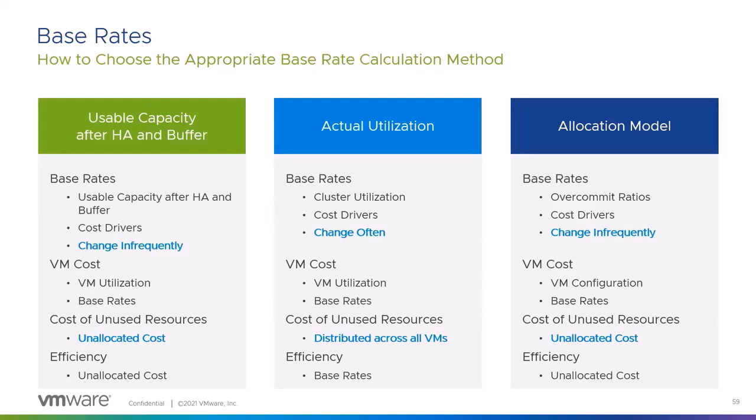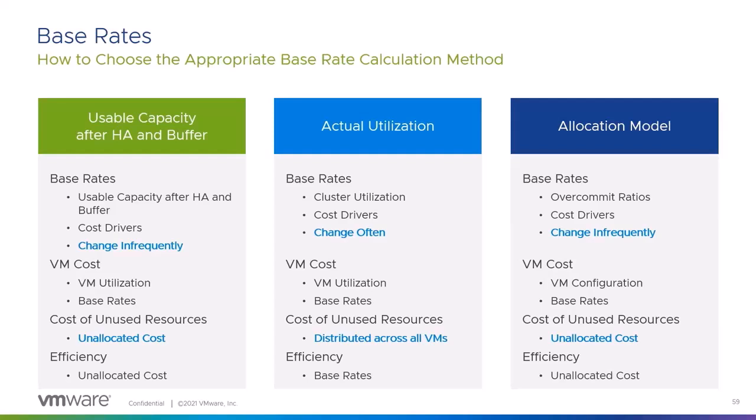And then the last option here is allocation model. So this one works completely differently. The base rates are based on the overcommit ratios. So say you define 8 vCPUs per core, it's based off of that ratio. It doesn't use the utilization at all. It's based on what is allocated to the virtual machines, and the amount of what you expect to be able to run in the cluster based on those overcommit ratios. The base rates here won't change very often either, because your overcommit ratios and the capacity of the cluster don't really change that often.